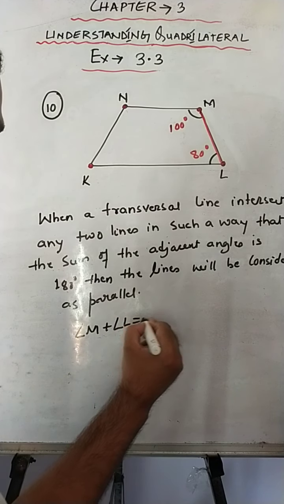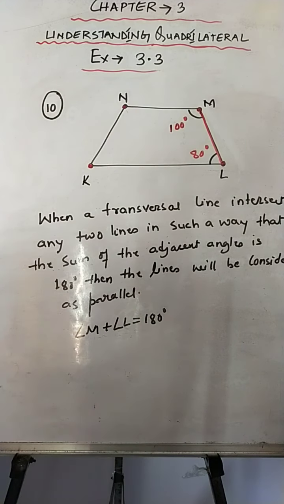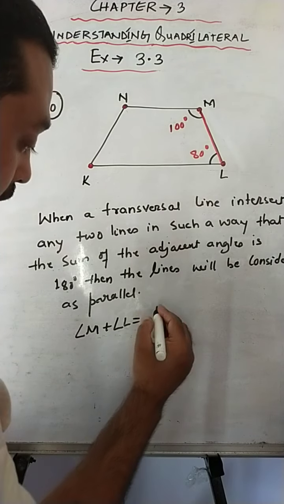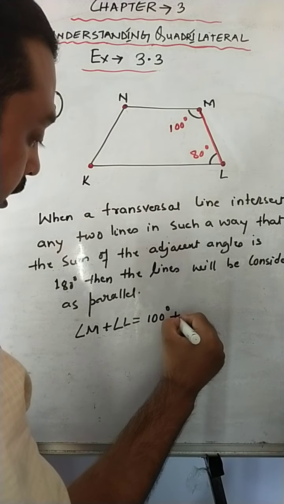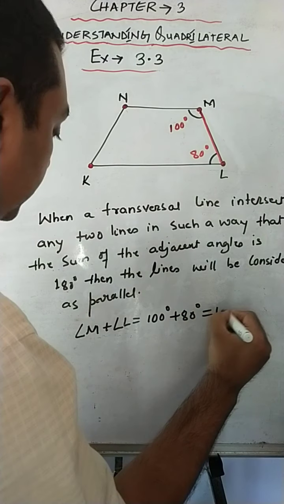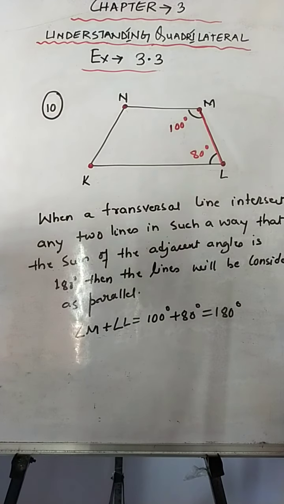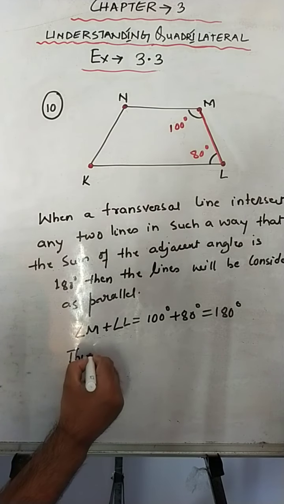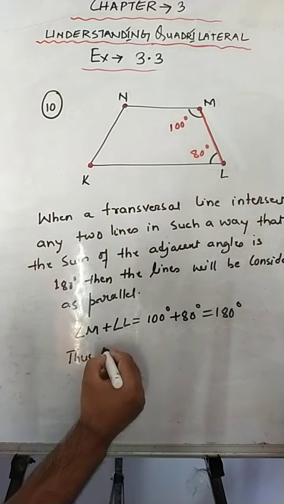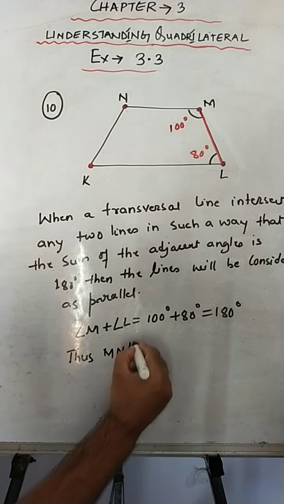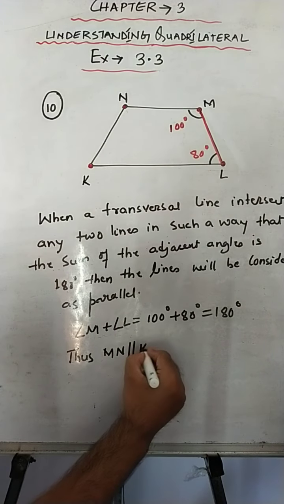plus angle L is equal to 180 degree, isn't it? Now that is 100 degree plus 80 degree, that is equal to 180 degree. Now as you see that the sum of the two angles is equal to 180 degree, so we can write thus MN is parallel to KL.